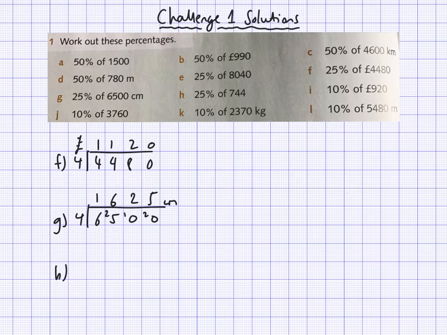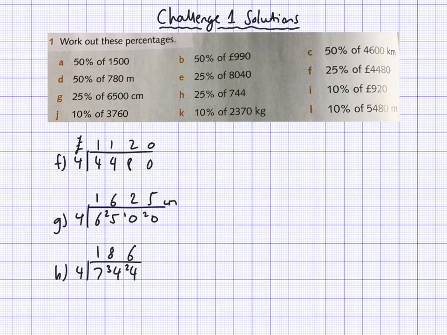H, 25% of 744. No units of measure this time, but again I'm dividing by 4 to find a quarter. 25% being equivalent to a quarter. 7 divided by 4 is 1, remainder 3. 34 divided by 4 is 8, remainder 2. And 24 divided by 4 is 6. So you can see how important it is to keep up your tables, how sharp and quick you are at your tables, because it really helps you when it comes to sums like this.